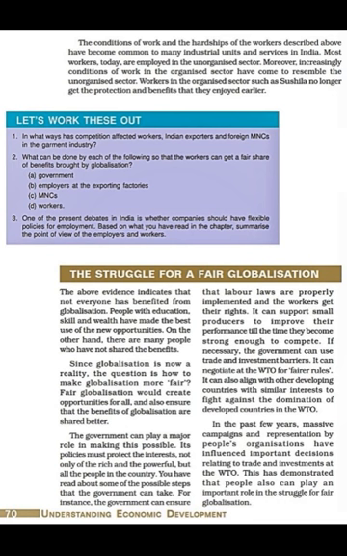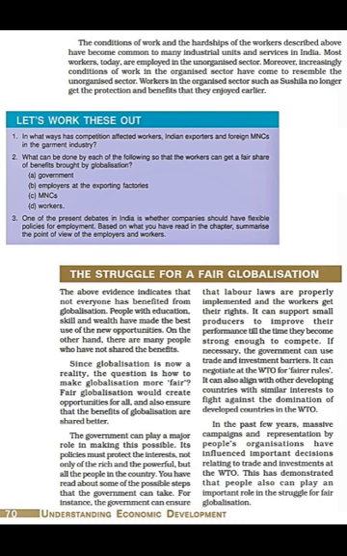The government can play a major role in making this possible. Its policies must protect the interest not only of the rich and the powerful, but all the people in the country. So you have seen who received more benefits from globalization: big companies, big industries, big producers, and consumers. And on the other hand, you have seen the negative impact of globalization on the small producers and the workers. So now government should take some possible steps.